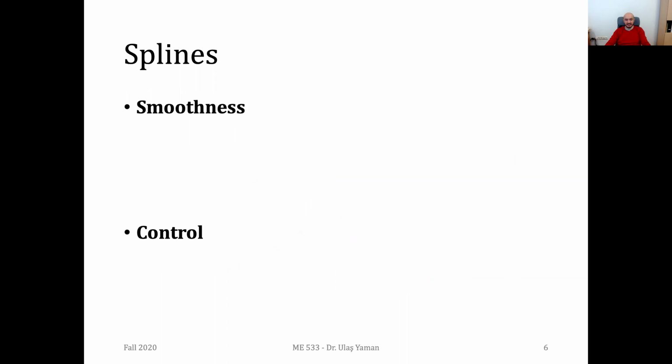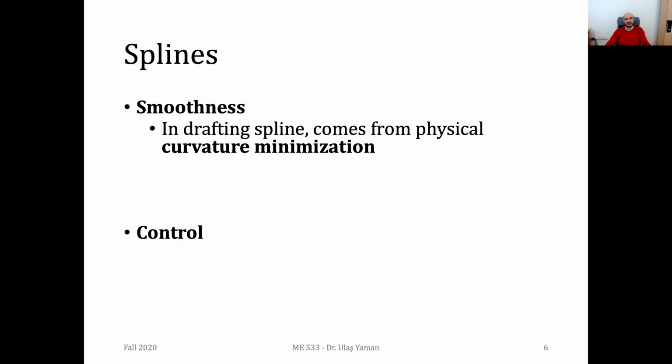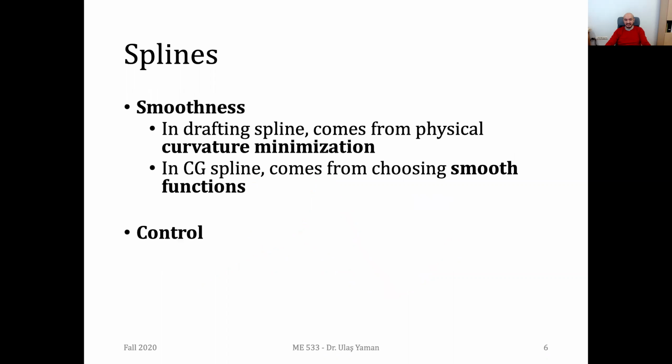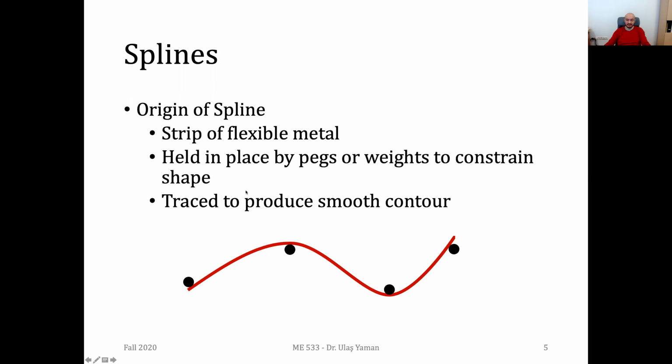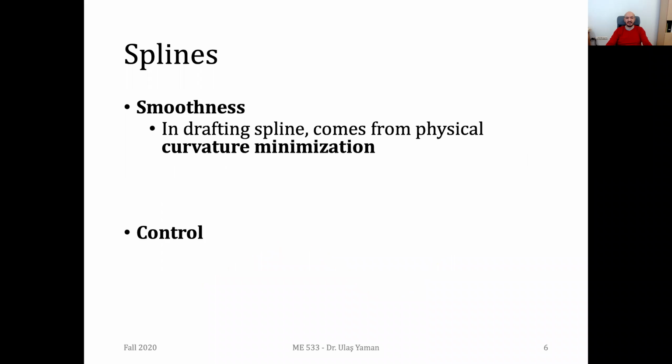So how do we satisfy the smoothness? In drafting, you should try to minimize the curvature. If your curvature is minimized here, then that means you're going to have a smoother spline.